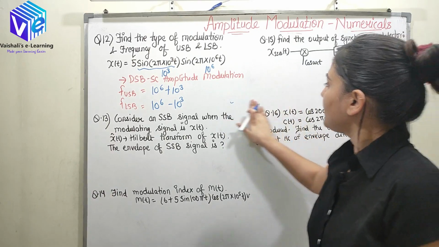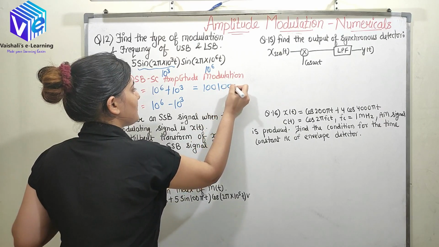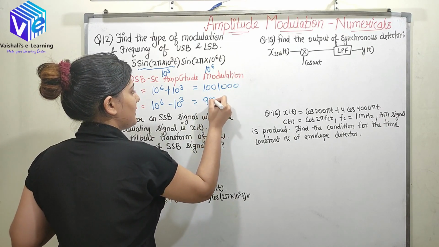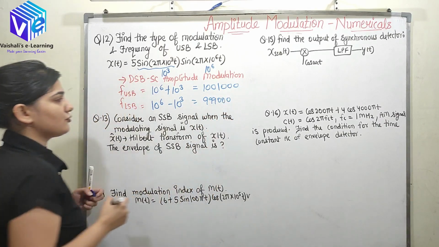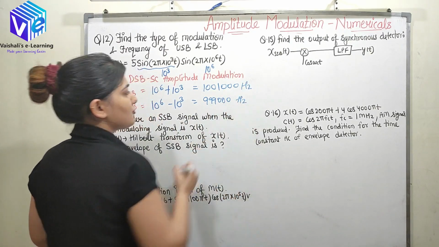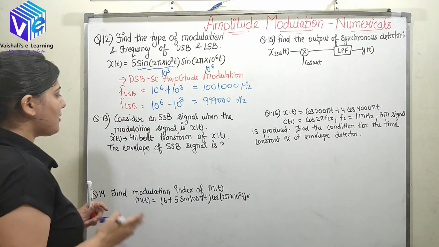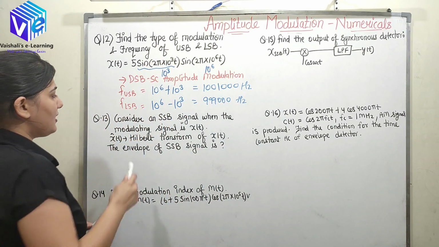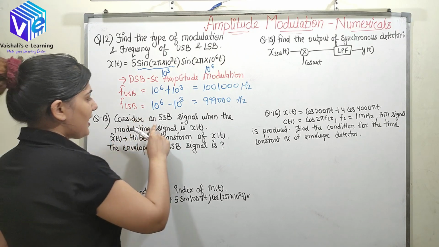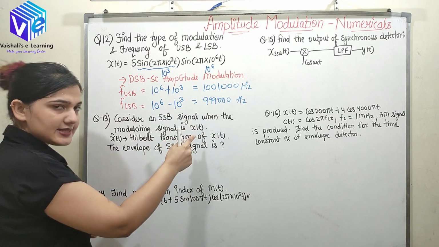So if I represent it, it will be 1001000 and 999000. I hope it is in the form of hertz. Now I hope there is no doubt in this question. So now I am moving to the next question. Here, consider an SSB signal when the modulating signal is x(t).